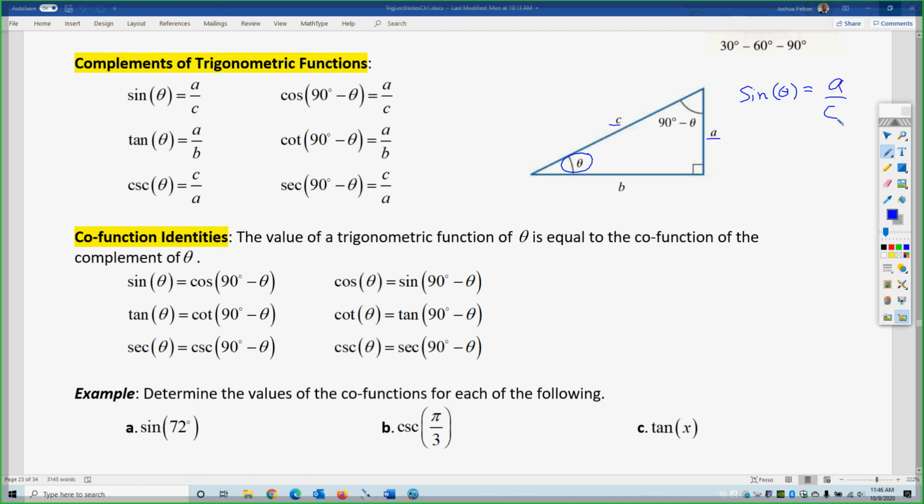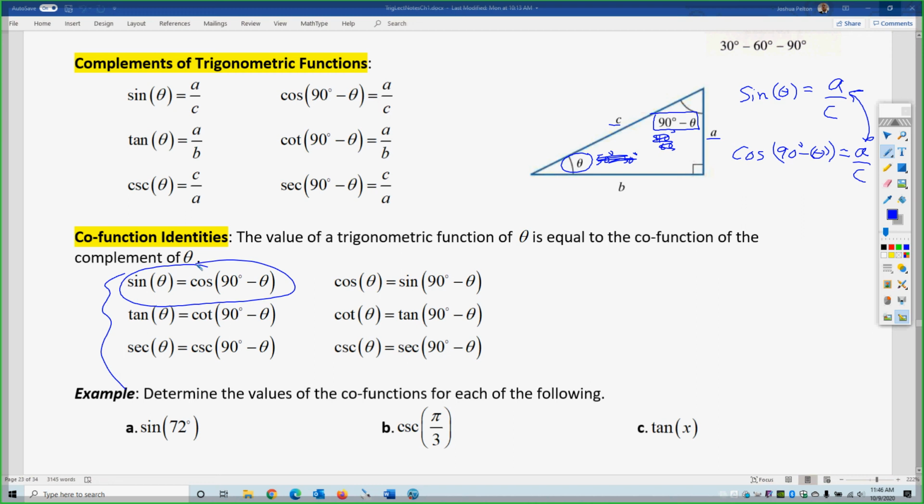So this angle must be 90 minus that, because if this angle is 50, this one must be 40. If this one is 30, this one must be 60. They must add up to 90 degrees. So if I do the cosine of 90 minus theta, that's adjacent over hypotenuse. It's the same ratio. Hence, they are complements of each other, which leads to the cofunction identities down here. And this is the one we just proved.